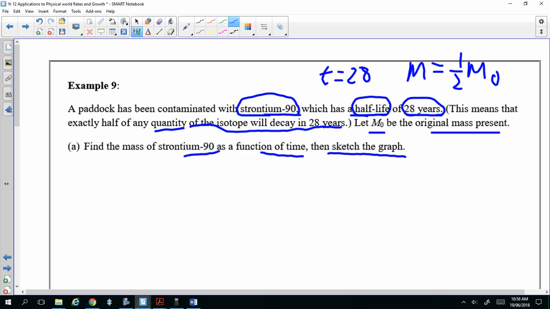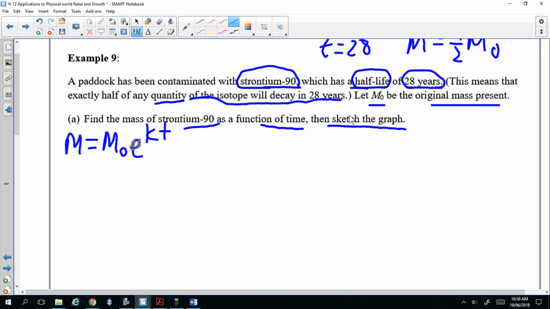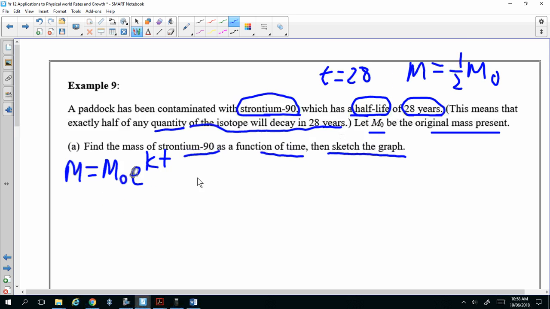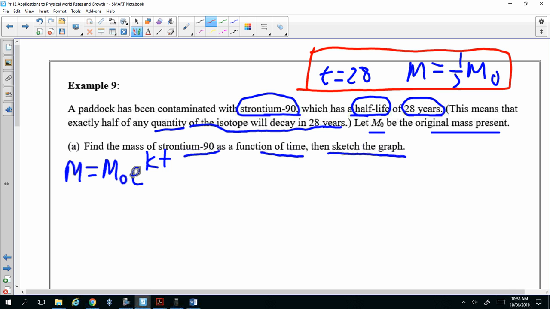You don't need to have a negative sign, you can just put a k there. And then we're going to find k. That's where you have to use this information here to find k. When t equals 28, the amount of strontium will be half of the initial amount. They don't tell you what the initial amount is, but we don't need to know that to find k.